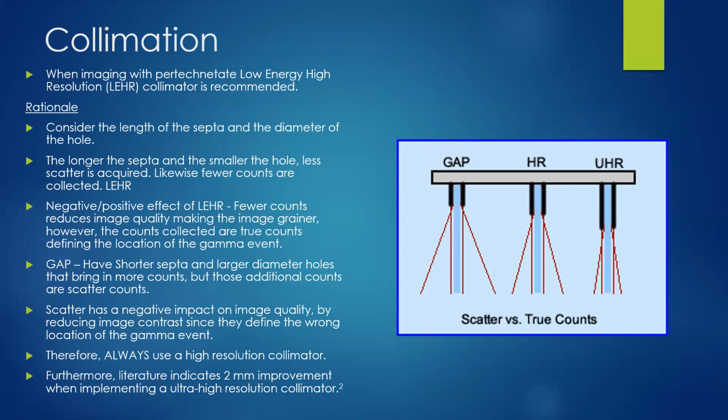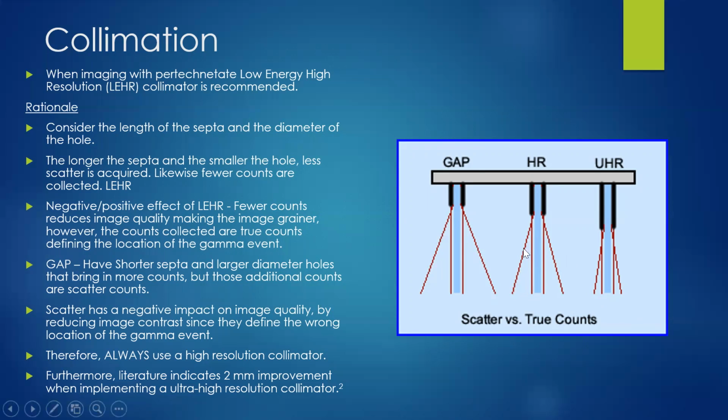You really don't want scatter counts. If you have to have them, you want as few as you can, because scatter counts are garbage information. It is not really where the scintillation is coming from. Scintillation is coming from that area, but it's coming in on an angle, so you're not truly identifying the correct location of scintillation at the red line points of view. From there, you can see how the penumbra shrinks if we go to a high resolution collimator, and it shrinks even further if we go to ultra high. Again, the longer the septa, the smaller the borehole size.